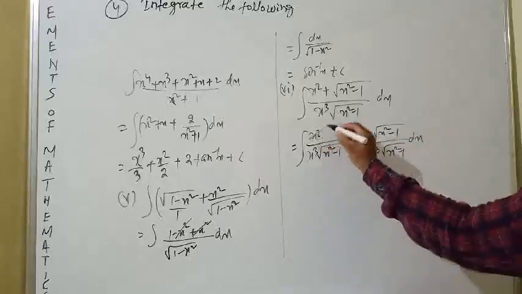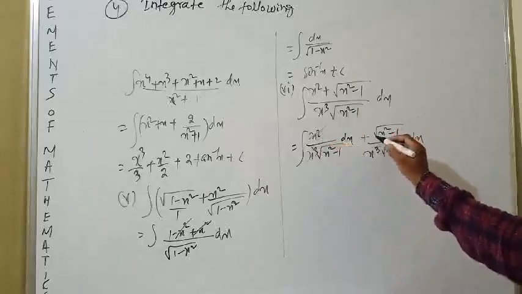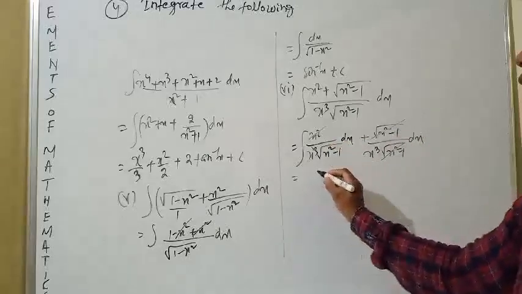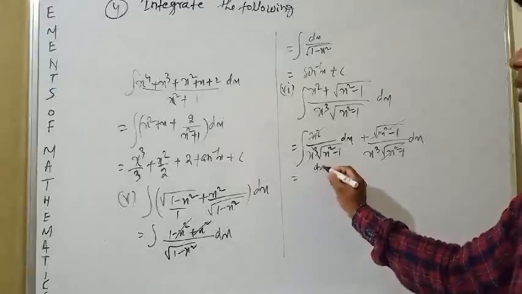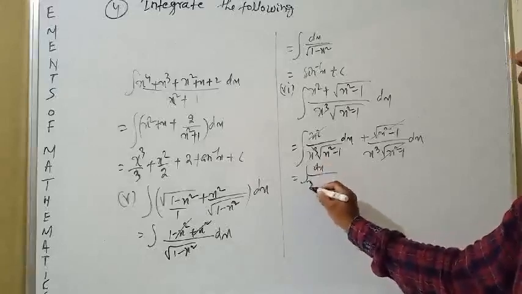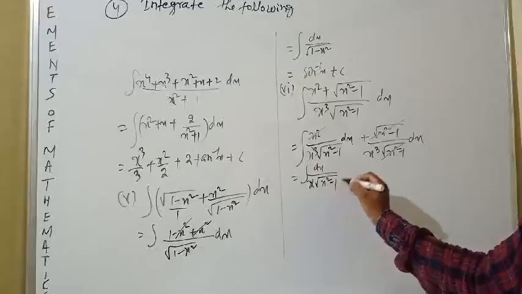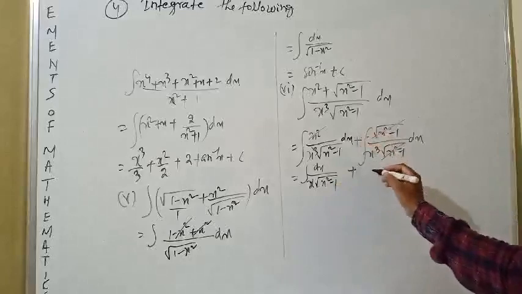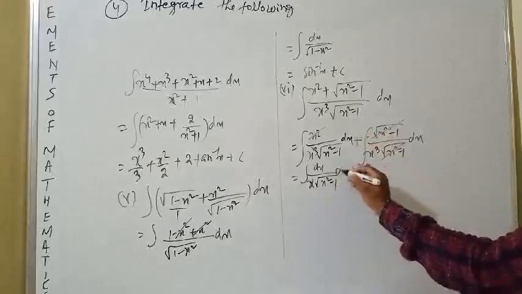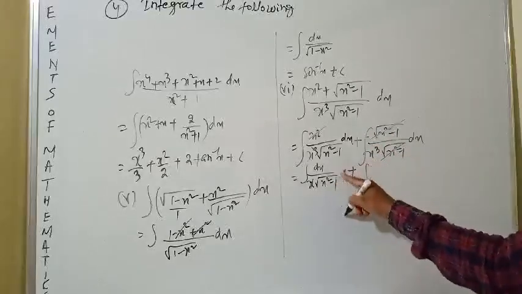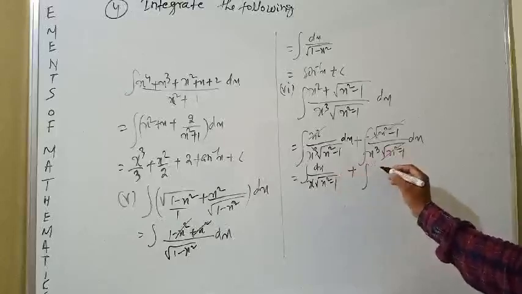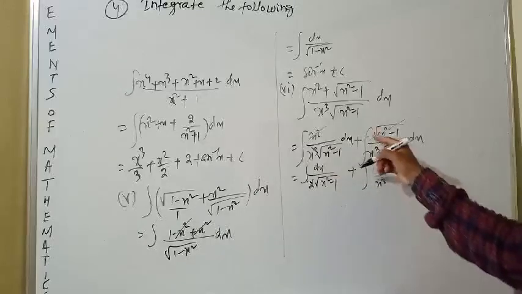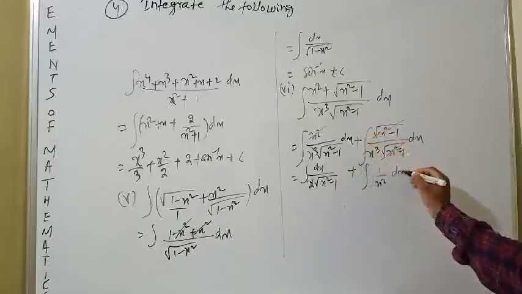You see x square and this cube will cancel out, root over x square minus 1, root over x square minus 1 will cancel out. You can get integration of dx by x into root over x square minus 1 plus, here integration you put, here dx already I have written, here you can get 1 by x cube dx.